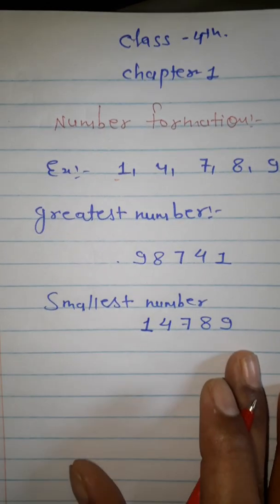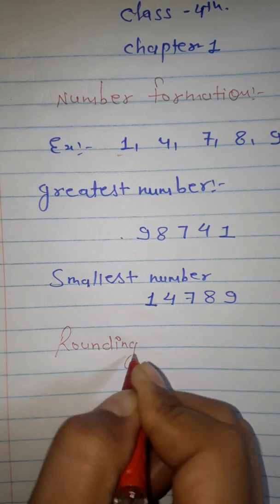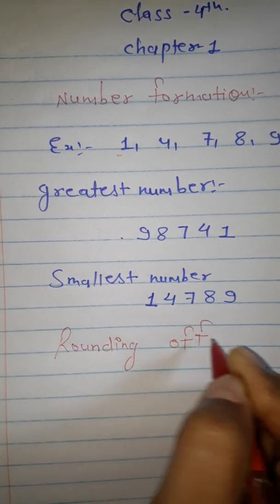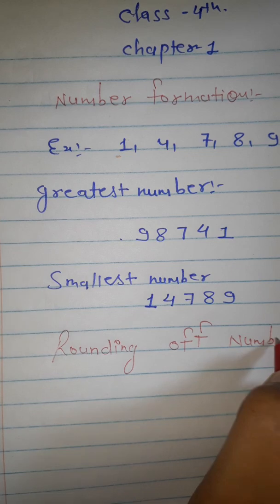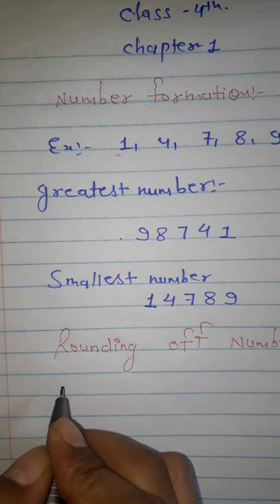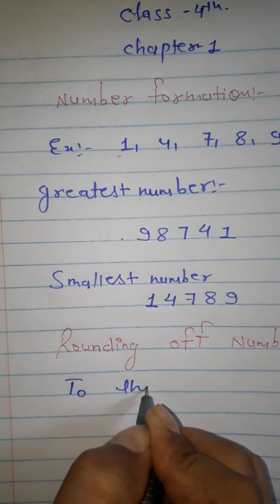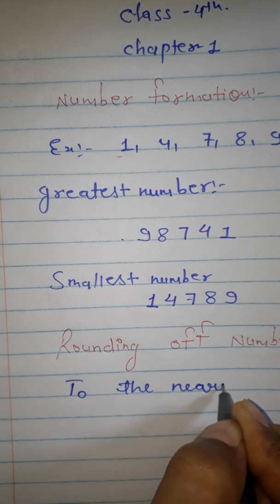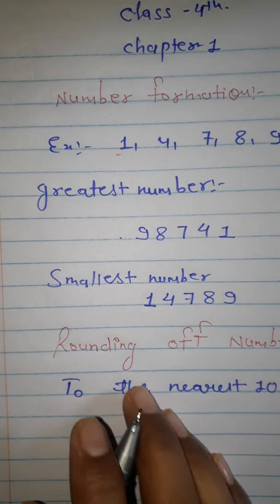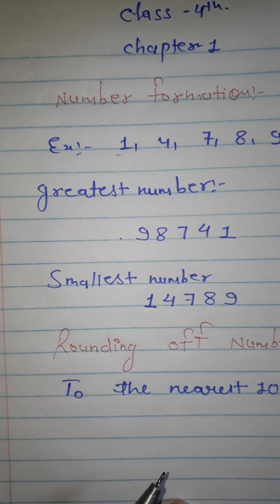Now our next topic is rounding of numbers. In this topic we have to round off numbers. How do we do this? First of all, we round off numbers to the nearest 10. To round off a number to the nearest 10, find the two tens.